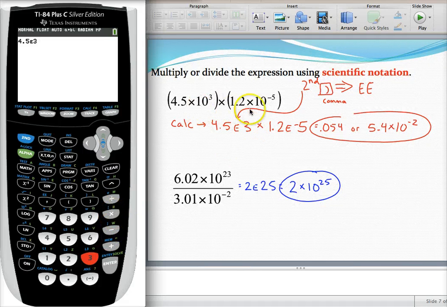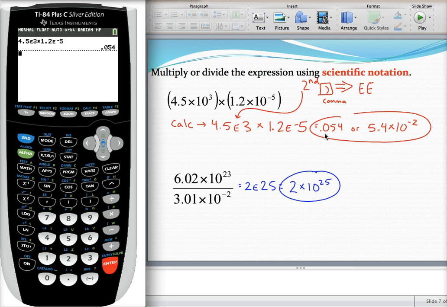All right, so if I want to actually do this problem, then I'm going to multiply that by 1.2 times 10 to the, so I'll hit second comma to access that, and then -5 is my exponent. If I hit enter, there's my answer, 0.054. Now, because it's an okay sized number, it's not going to put it in scientific notation for me.